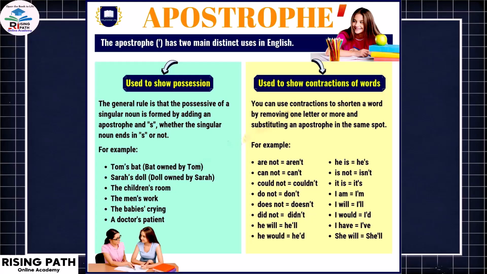For example, you can see Tom's bat, Sarah's doll, children's room, men's work, babies' crying. Well, remember that whenever there is a plural word, then the apostrophe is after the s: a doctors' patient. And on the right side you can see the apostrophe used when we write contractions, particularly the short forms in dialogues. There are certain examples: aren't, can't, couldn't, don't, isn't. So you can read them and jot them down, so you are not going to make mistakes.